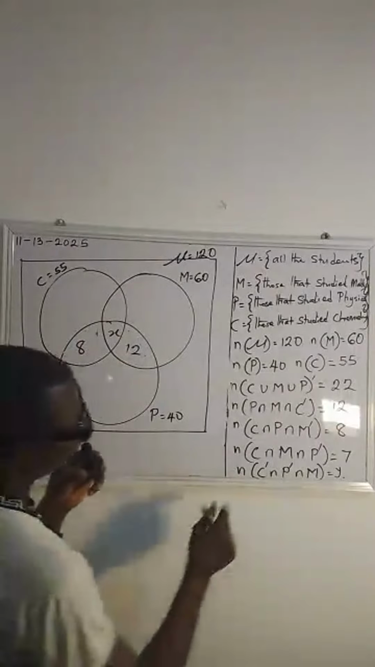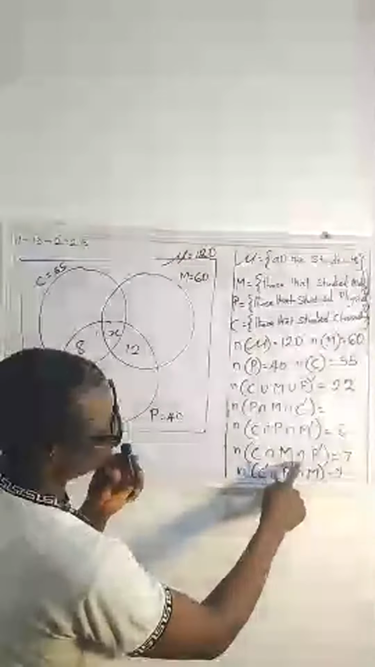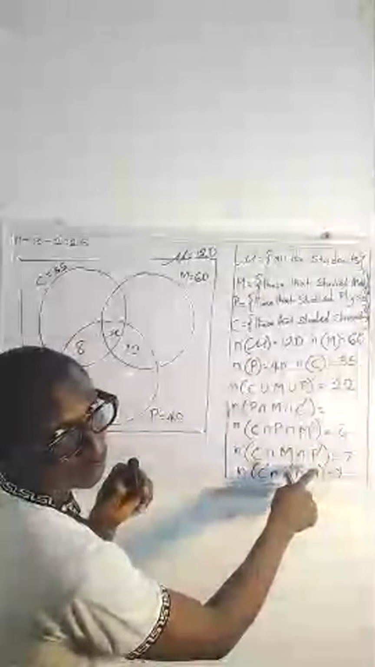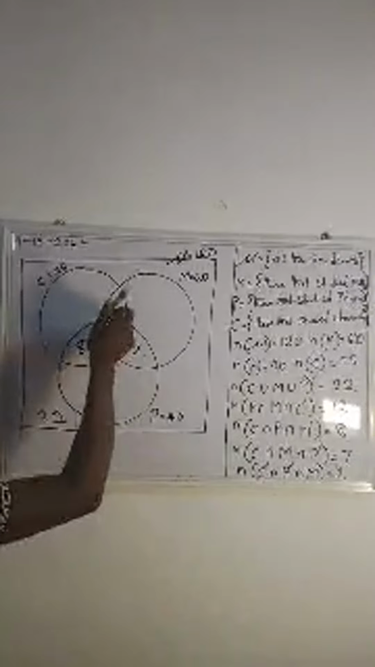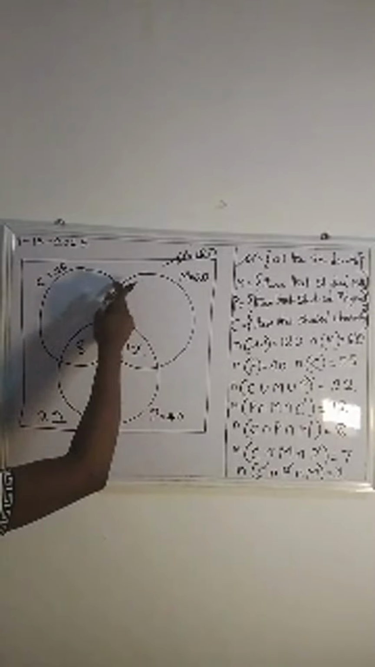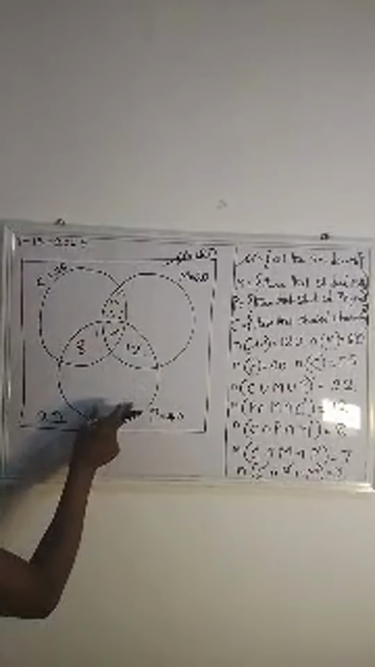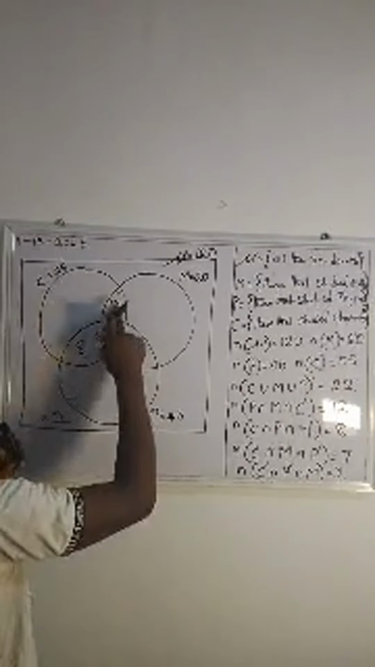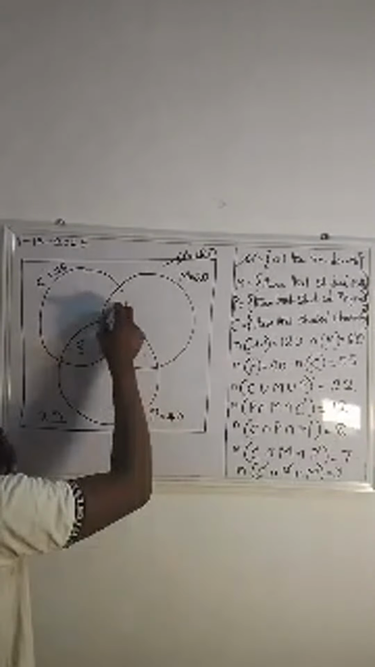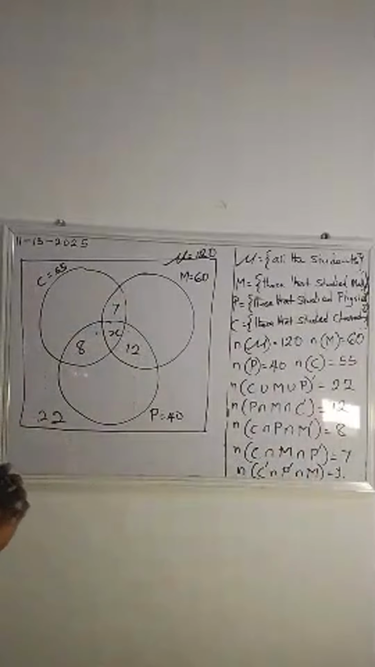Now, the next one, number of those that study chemistry and mathematics, but not physics. That is chemistry and maths only, this region. When you look at this place, you can't see physics here. So how many are they? There are 7 in number, those that study chemistry and mathematics only. All right, so what is the next thing to do?